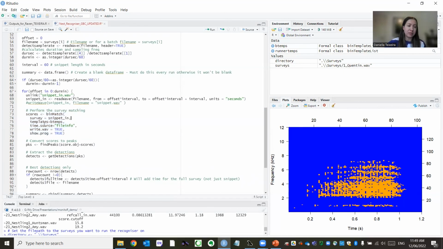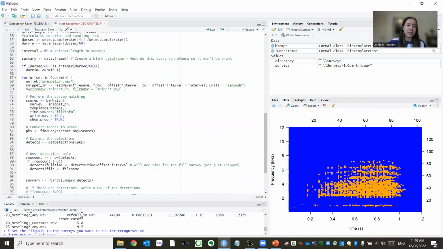And the rest of this code is really just finding those peaks. If you remember that earlier figure where there were those peaks and troughs, it's this function find peaks that is finding those peaks, and then get detections is looking for the ones that are above that score cutoff.